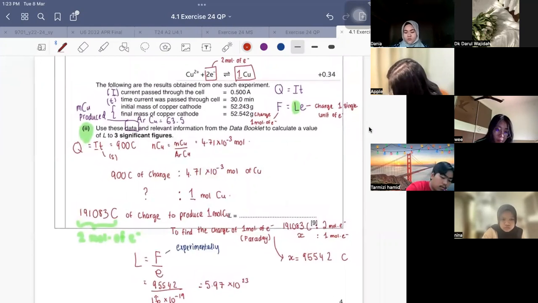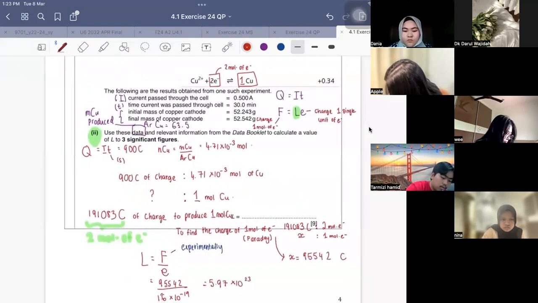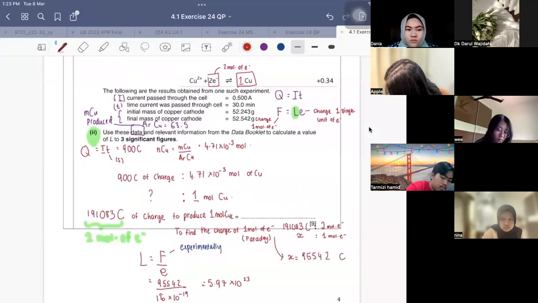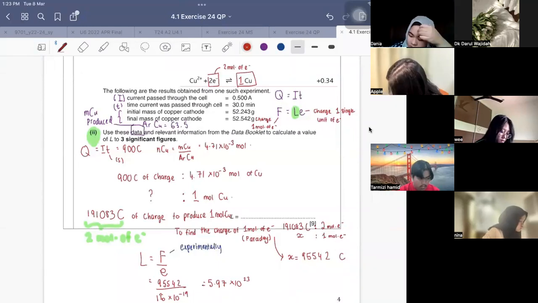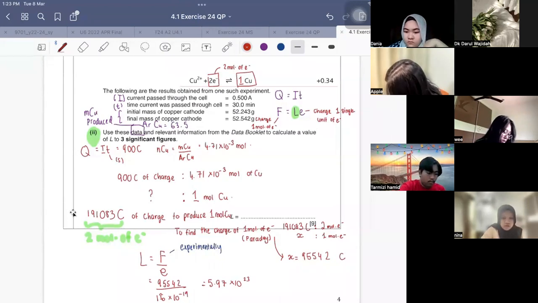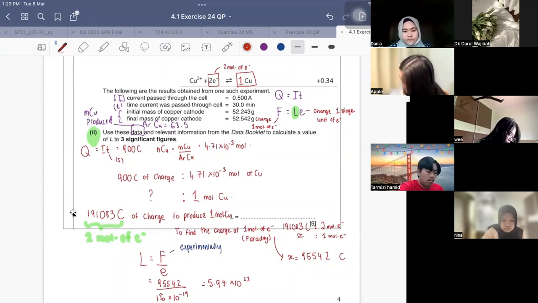If you are still trying to absorb this and you haven't finished copying, you can take a screenshot of this. Otherwise, those who are done with the calculation can move on to question 6.